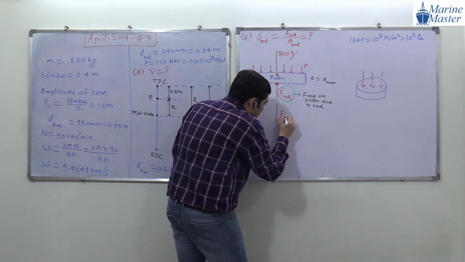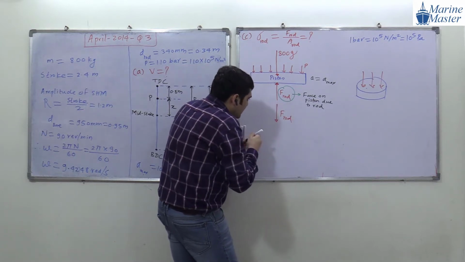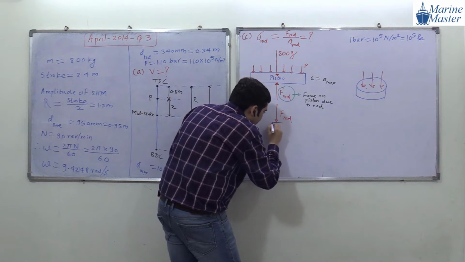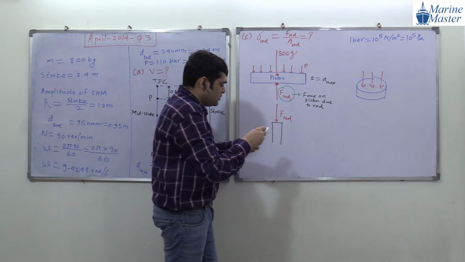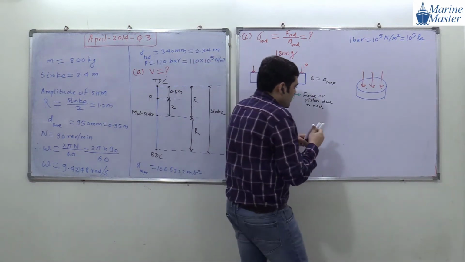So this will be F rod. Here I am imaginarily separating, guys. Actually this rod is in contact with the piston. Actually suppose this is the water piston. Everyone try to see the scenario here.